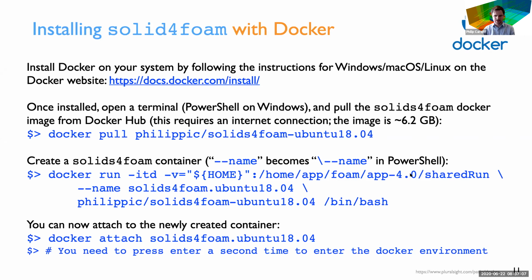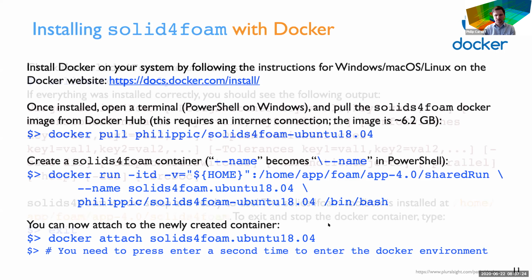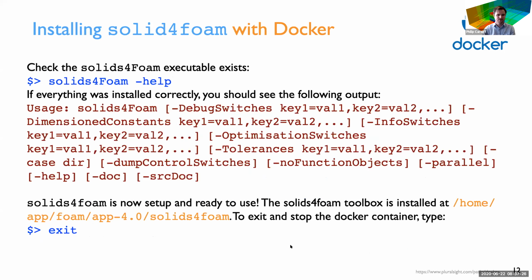Once you've downloaded that, you can create a container, and a container is basically like a running version of one of these machines. It looks a little bit complicated, but it's just setting up shared directories. Because this is its own independent machine or computer that runs within your computer, you have to explicitly tell it which folder is shared between both of them. And then you can run this command to start it. I'll show an example of that later once I switch to the terminal. Once you've logged into that, you can just check the solids4Foam command works. And you can type exit to get back out of the Docker container.